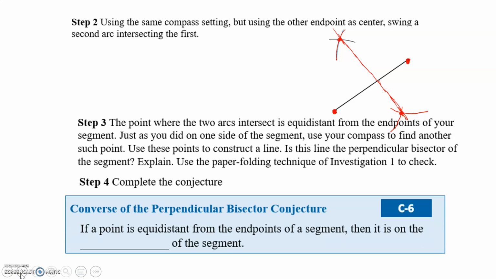Okay, so now here is conjecture number 6. If a point is equidistant from the endpoints of a segment, then it is on the perpendicular bisector of the segment. So that would be conjecture number 6. And if I'm going to draw a picture of that, if a point is equidistant from the endpoints of a segment, so here's a segment, and here's a point, and I say this is 6 inches and this is 6 inches, then it is on the perpendicular bisector. Then the point is on the perpendicular bisector.